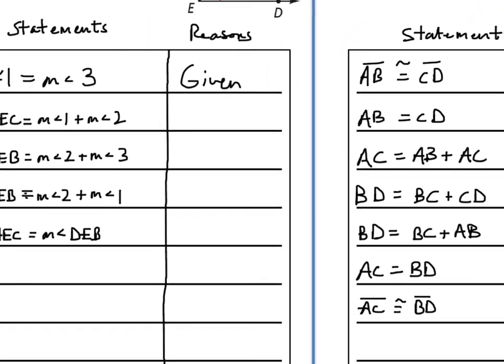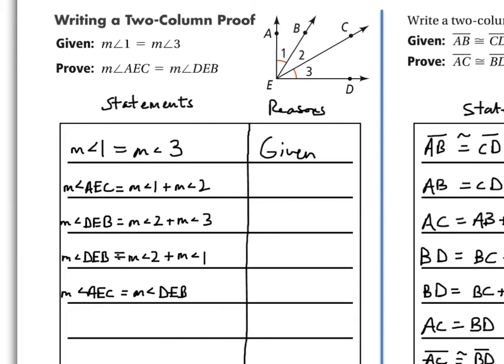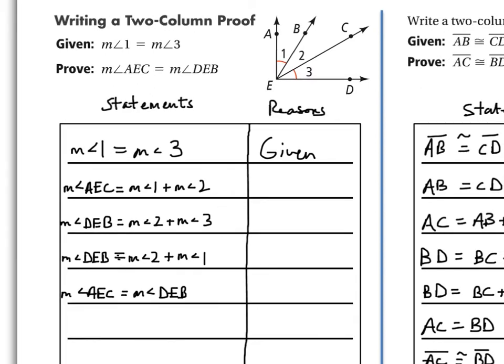So let's take a look at this first proof. We're writing a two-column proof, and it says in the given that the measure of angle 1 is equal to the measure of angle 3. So the very first thing you're going to do is go down to that first statement, the measure of angle 1 is equal to the measure of angle 3. The reason is that it's given. They gave that to you, and you'll notice in the picture they've got these marked: 1 and 3 are congruent.